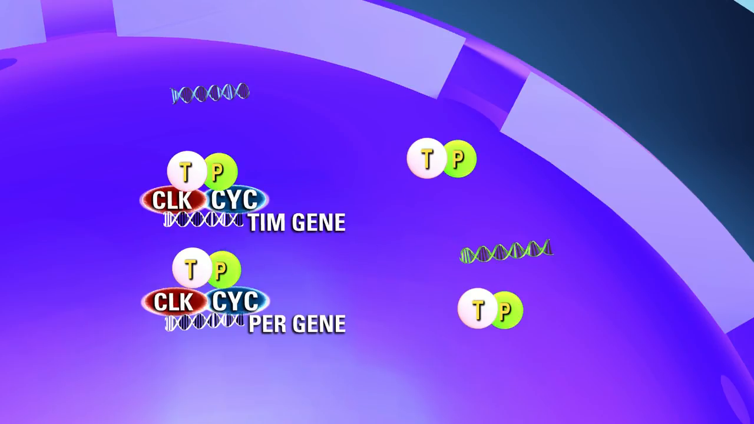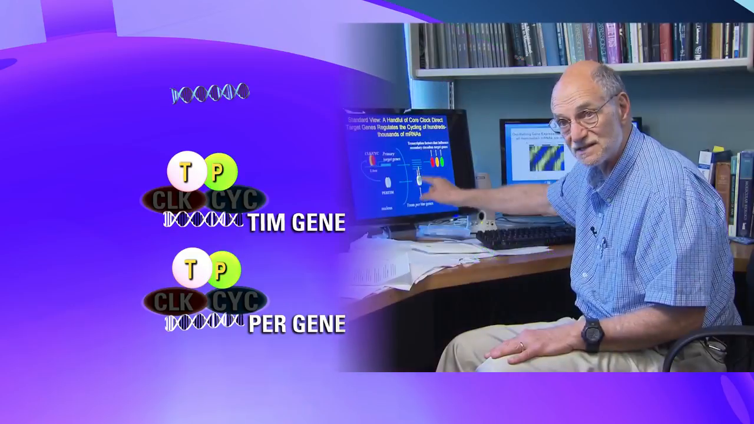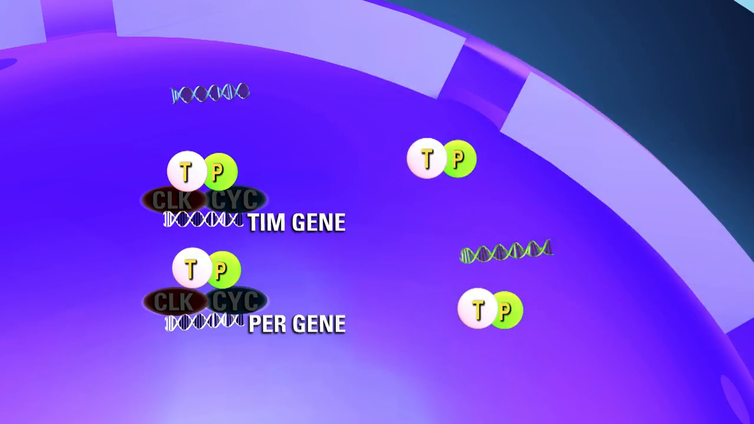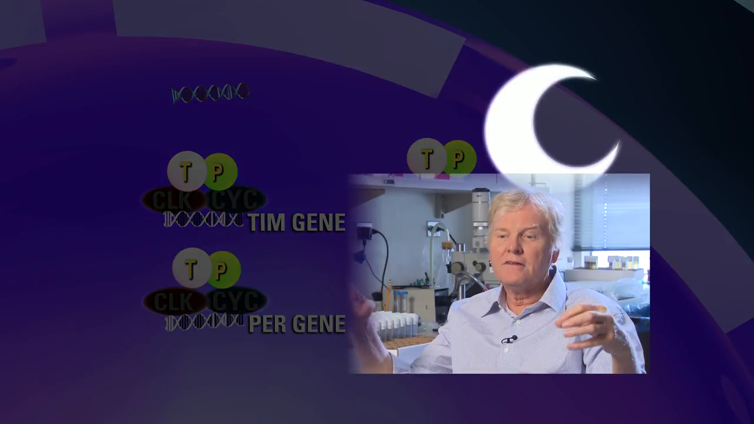Period-timeless complex will shut that down. So this is the feedback loop, where these proteins go back into the nucleus and turn off transcription. All night long, while the period and timeless proteins are in the nucleus, sitting on clock and cycle proteins that are in turn sitting on the period and timeless genes, those genes are silent. They're not making RNA or protein.